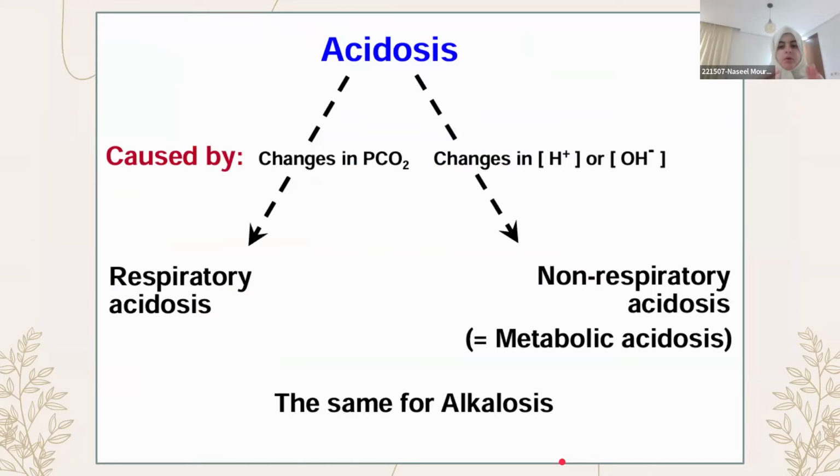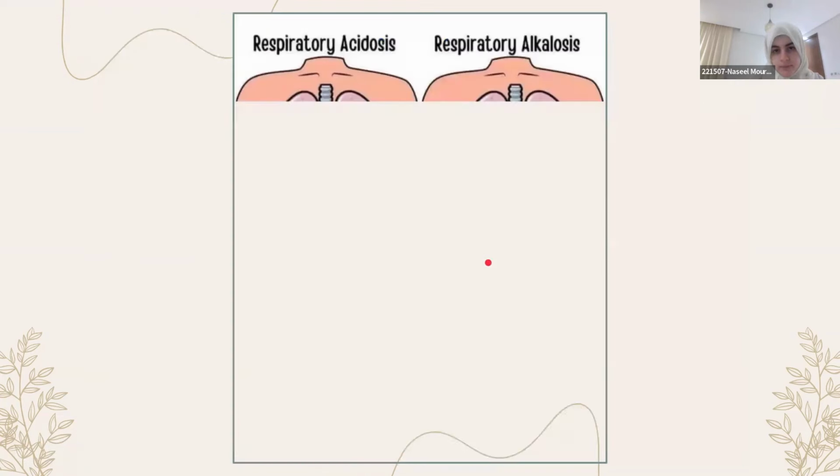Okay, we got that out of the way. Now we're actually going to start talking about the disturbances, so acidosis and alkalosis. Acidosis can come from either a respiratory cause or a metabolic cause. Respiratory means that it's coming from PCO2, from carbon dioxide. Metabolic means that it's coming from hydrogen or hydroxide. Basically you're getting changes in the metabolic things, the ions. And the same thing goes for alkalosis.